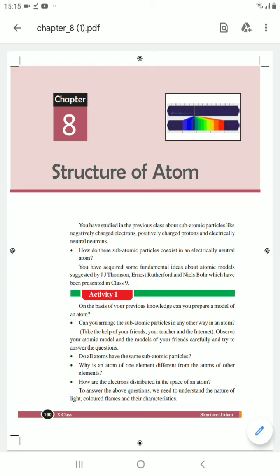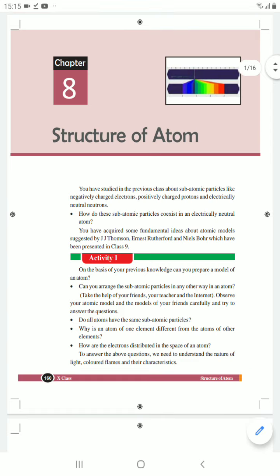So, in the last class, we discussed the electromagnetic spectrum and the visible spectrum of light, and what the line spectrum is, and what the quantum theory is.